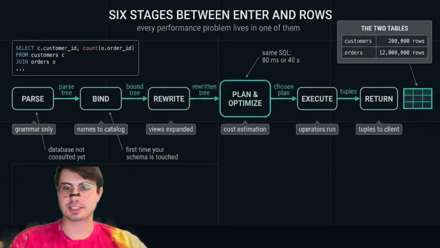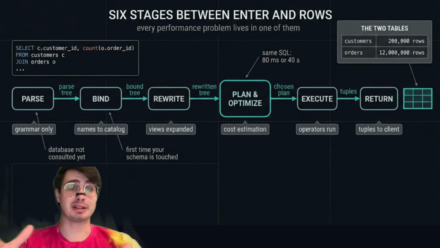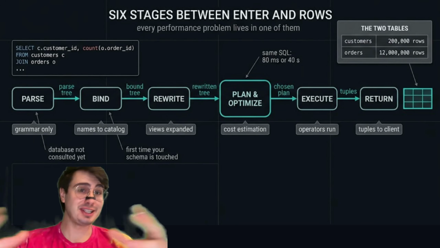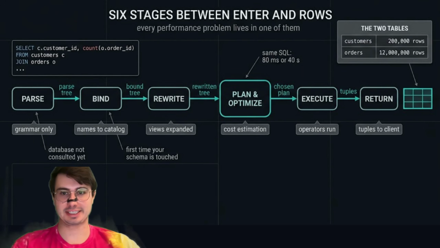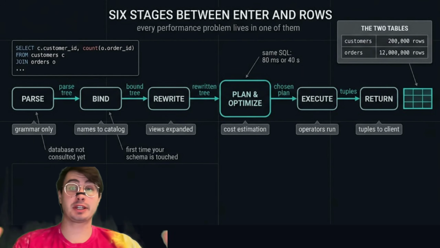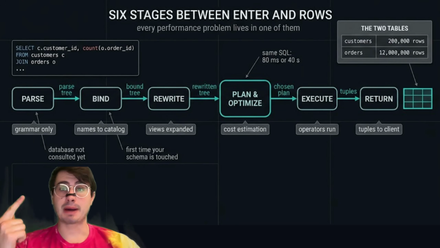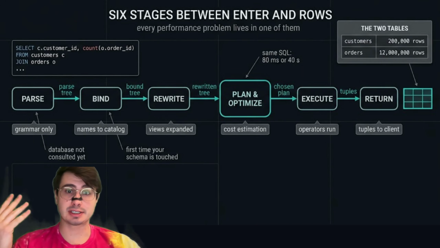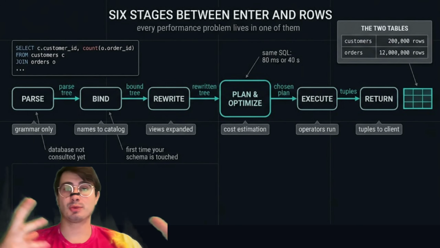When you write a query in SQL, you just hit enter and then rows come back. But between those two moments, the database actually does six distinct things. And it's within those six things that almost every performance problem you've ever experienced lives. So that's what this video is going to be about, talking about the inner workings: the parser, binder, rewriter, optimizer, executor, and the piece at the end that hands you your rows when you actually write a SQL query.